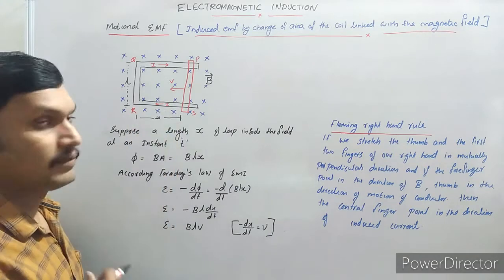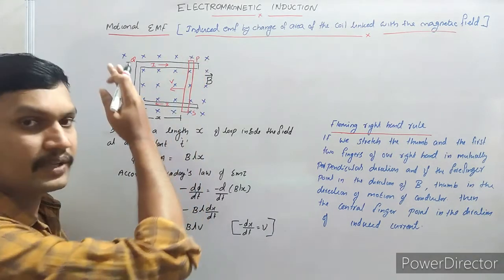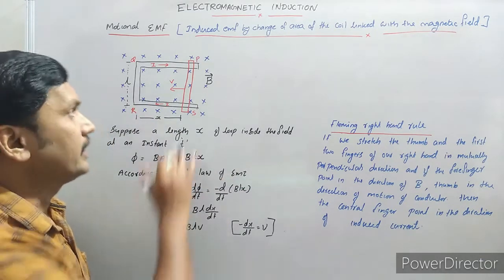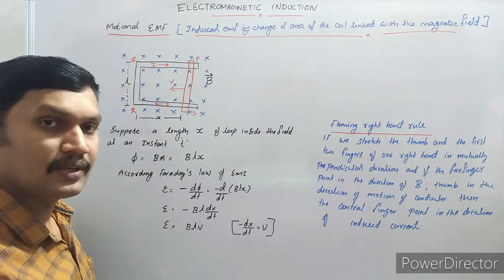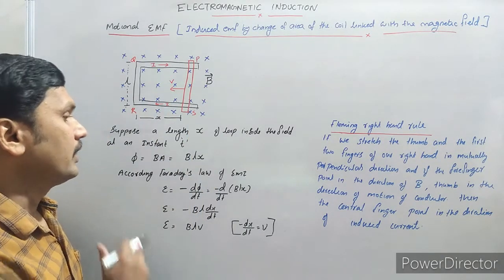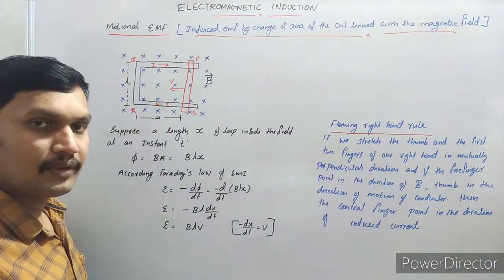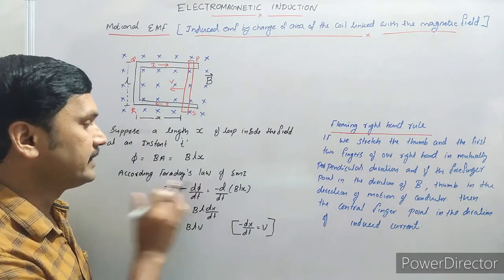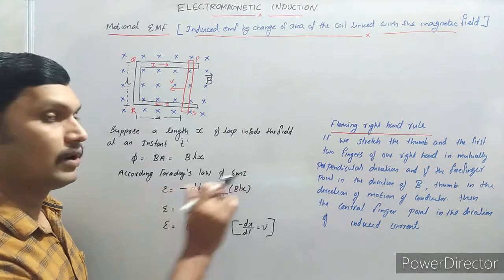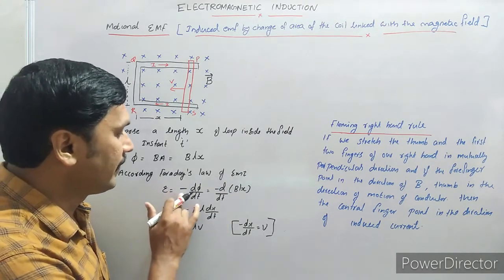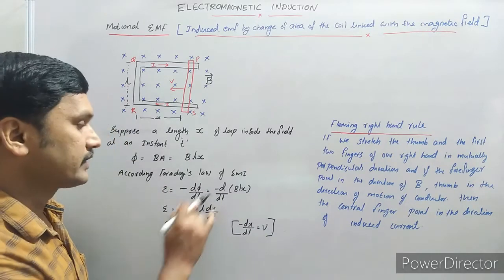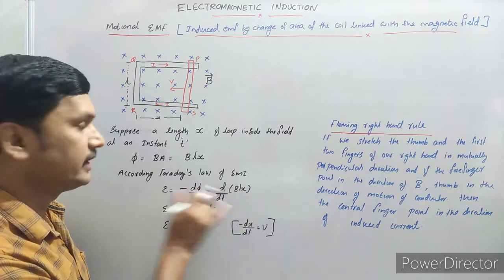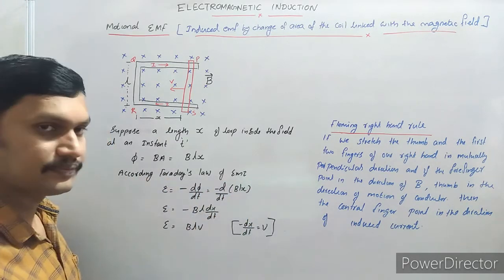But that area is changing. Once the rod is moving towards the left side, the area is continuously decreasing. According to Faraday's law, once the area changes, the flux is also changing, so an induced EMF is produced in it. We can calculate the induced EMF: E is equal to minus d phi by dt, according to Faraday's law of electromagnetic induction. That is minus d by dt of phi, where phi is equal to BLx. At that instant, the flux is BLx.